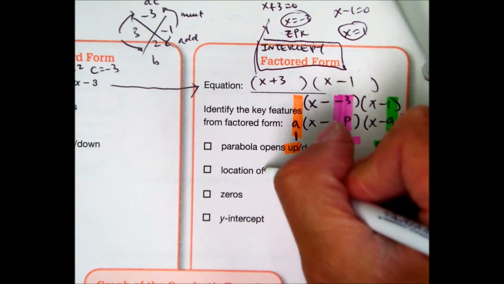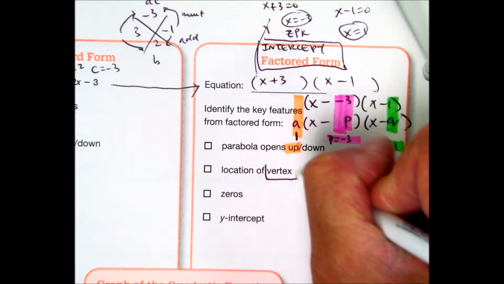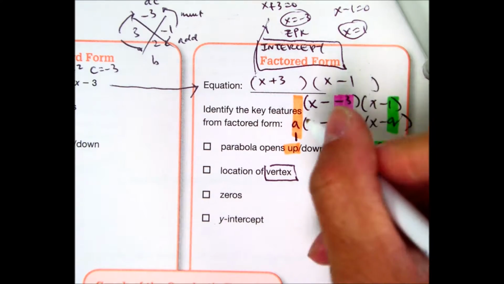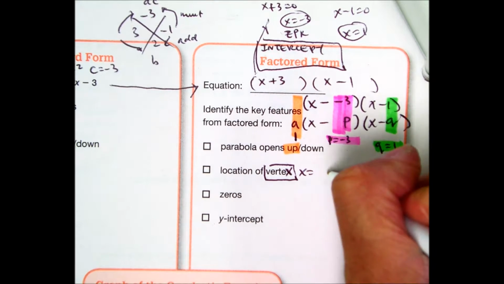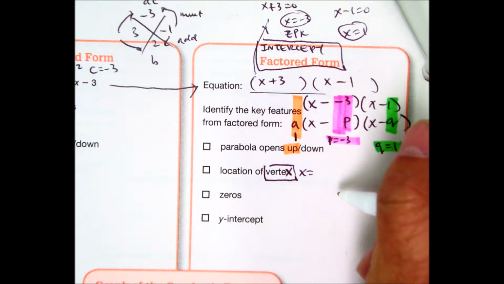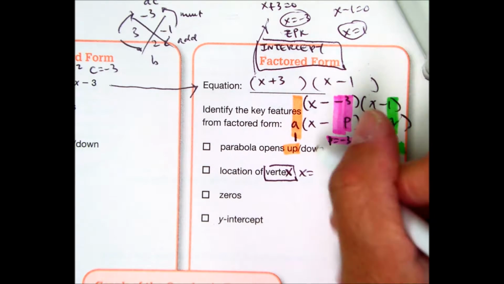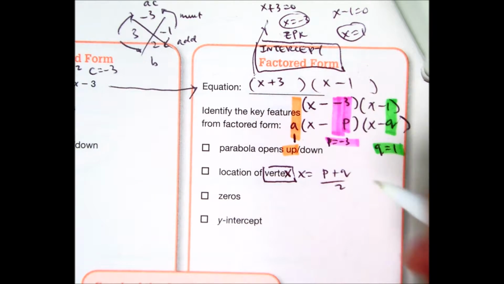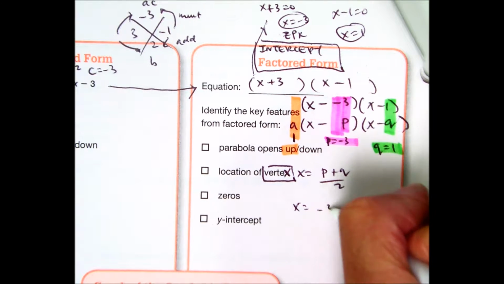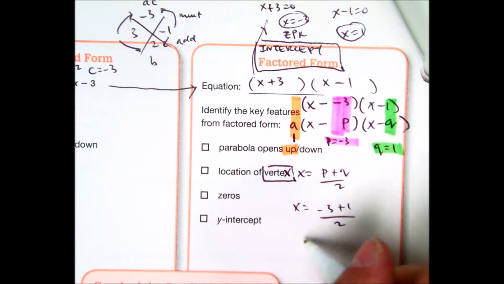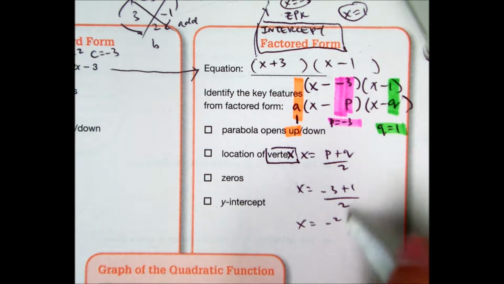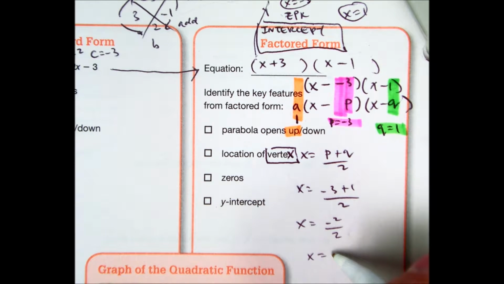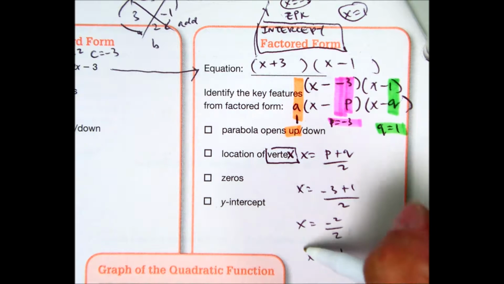Okay? Let's find the vertex. The last letter of vertex is what? X. X equals not negative b over 2a. That's standard form. This is in factored form, so those are the letters p and q. P plus q divided by 2. Negative 3 plus 1 divided by 2. Class, what's negative 3 plus 1? And negative 2 divided by 2 is negative 1. Okay?